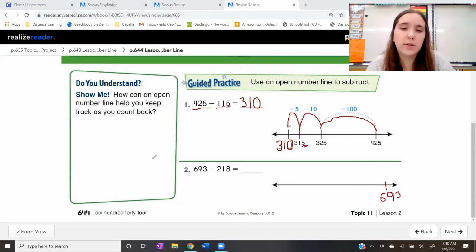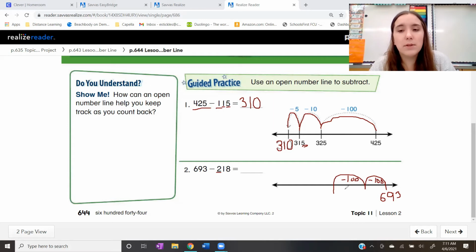Now I'm going to look at the hundreds first. So in 218, there's 2 hundreds. Now I can do 2 jumps of 100, or I can do 1 jump of 200. Either way is completely fine. It's up to you. I'm going to do 2 jumps of 100. So I'm going to make them kind of small because I don't want to run out of space. 1 and 2. So this one's minus 100. Notice that I label all my jumps. And this one is minus 100.